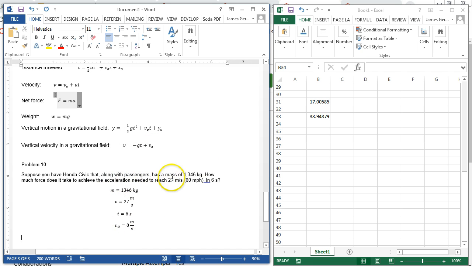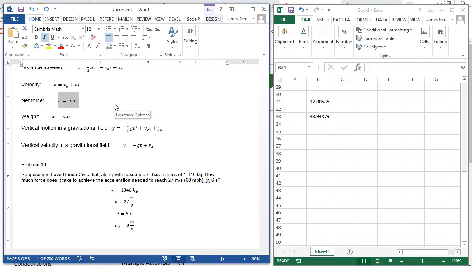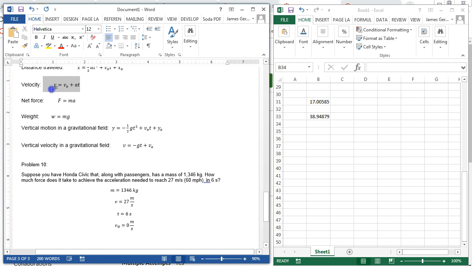And we're asked, how much force does it take, right? Well, we don't have everything we need to calculate the force. This is our equation for force, F equals ma. We don't have everything we need there. We don't have the acceleration. But if we look one equation above that, we do have the velocity. We do have v naught, and we do have the time. The only thing we don't know in this equation is the acceleration.